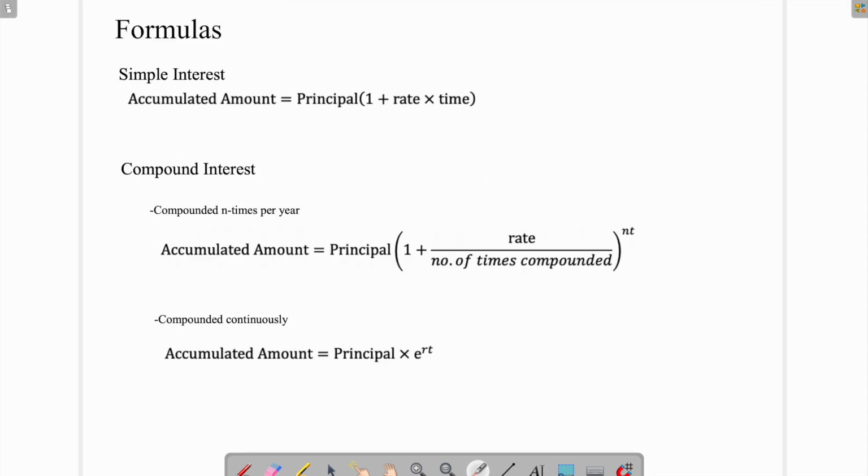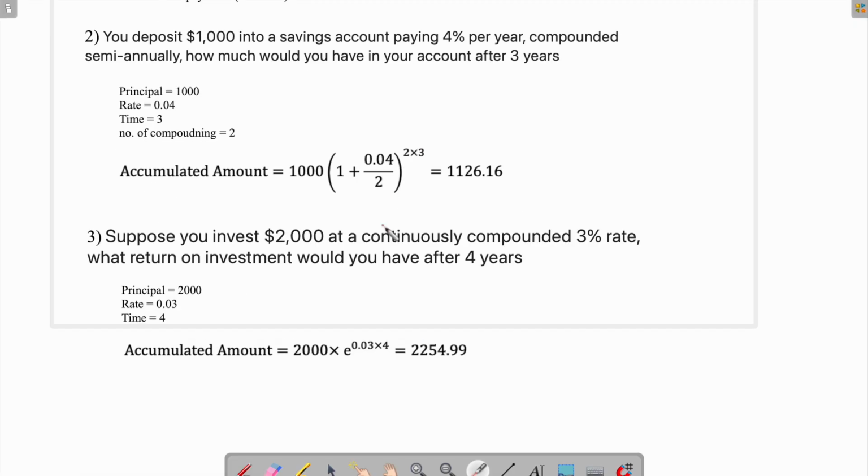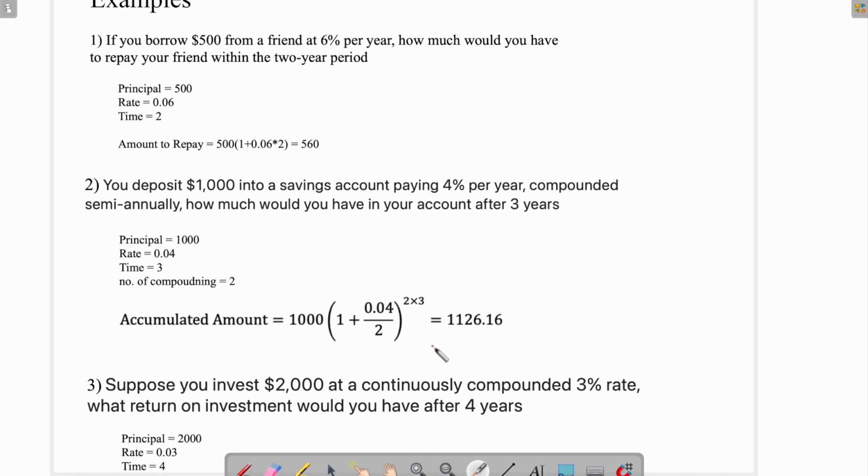So let's go back. What would the formula be? It would be our principal times the exponential, or e to the power of r times t, our rate times our time. So our principal here is $2,000. Our rate we are given is 0.03 per year, and we are putting it in for 4 years. So let's plug all that in, 2,000 times e to the power of 0.03 times 4. And after 4 years, we will have a healthy sum of $2,254.99.